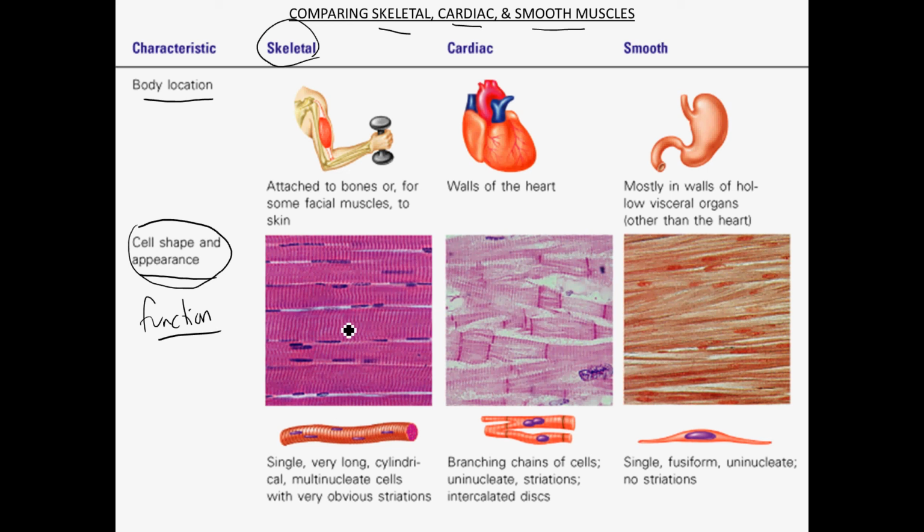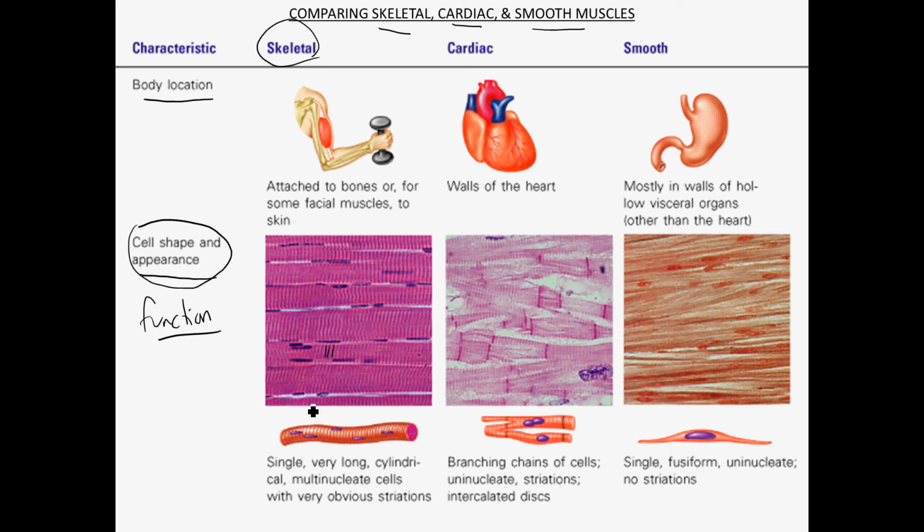So skeletal muscles under the microscope appear striated or striped, and you can see those striations or stripes here, this alternating light and dark banding pattern here. You see the striations appear in the cardiac muscle as well, but you don't see the striations here in the smooth muscle. Okay.